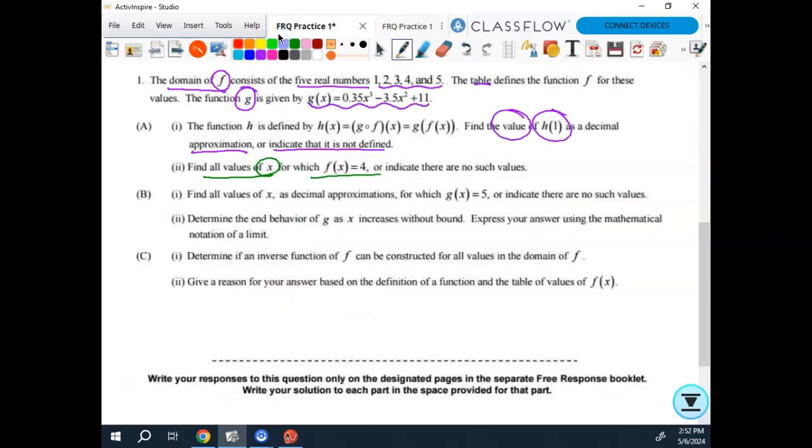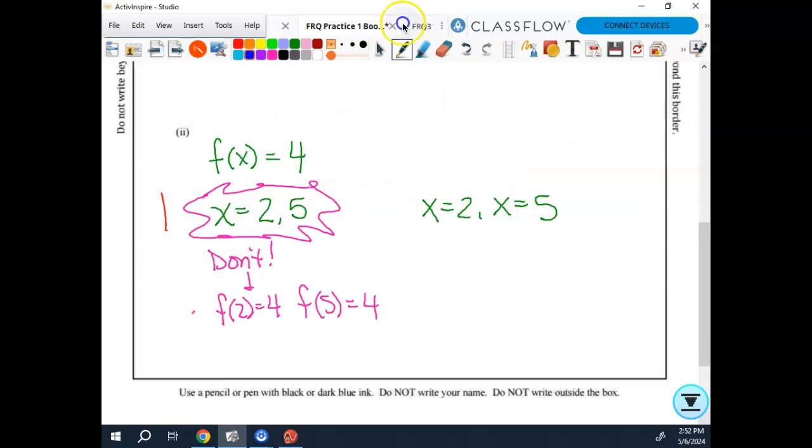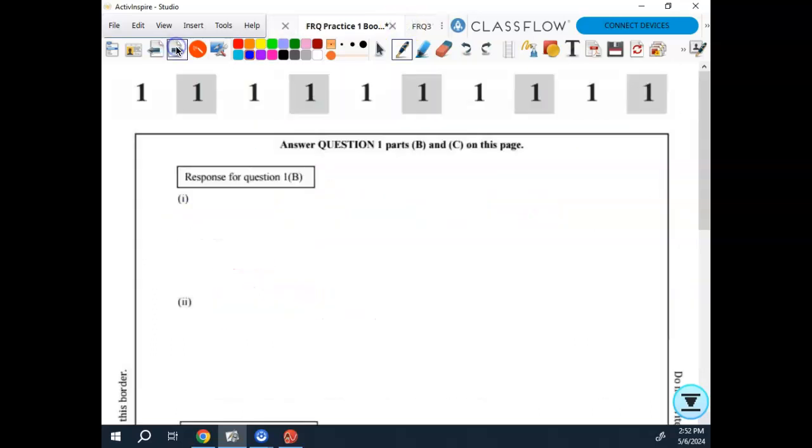All right, so then B says find all the values of x. So again, we're talking about values of x as a decimal approximation for which g of x equals 5, or indicate that there's no such values. All right, so I'm going to go here. Now I want g of x to equal 5. Okay, so I am going to write that down because I'm going to go get this in my calculator.